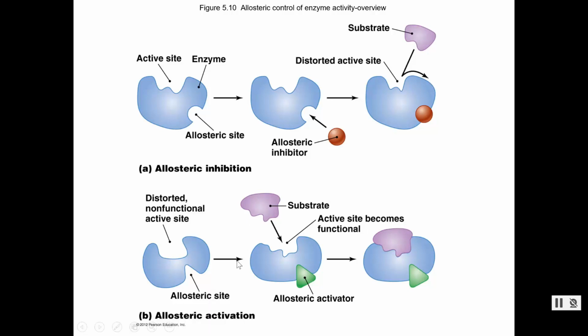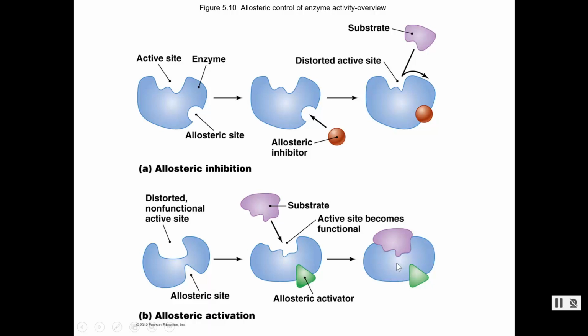And in this case, you can have an allosteric activator. Allosteric, because it's going to bind somewhere else, other than the active site. And in this case, it's classified as an activator because when it binds, the active site changes shape and now it becomes functional. Now it's going to fit the substrate. So when the allosteric activator is bound, I get a fully functional enzyme.